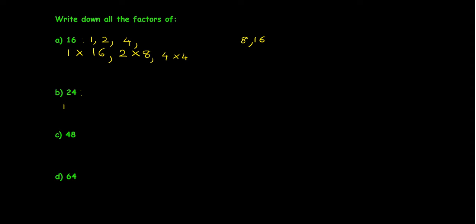1 times 24 is 24. That's a factor pair. So I'm going to write the two factors 1. I'm going to leave a lot of space, write down 24. Hopefully it's in the same line, aligned.